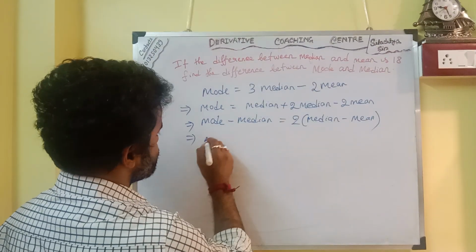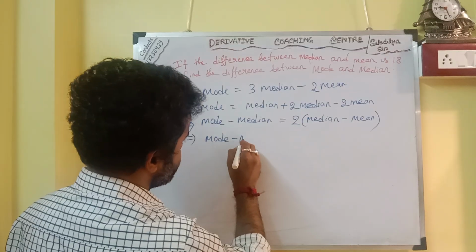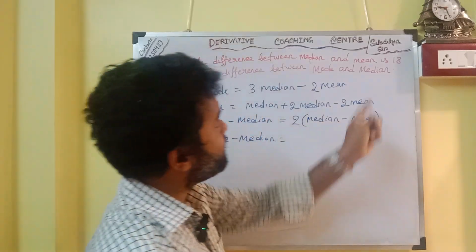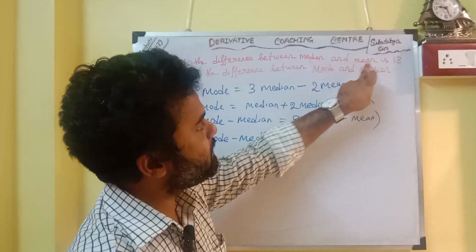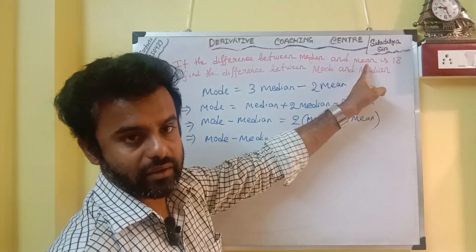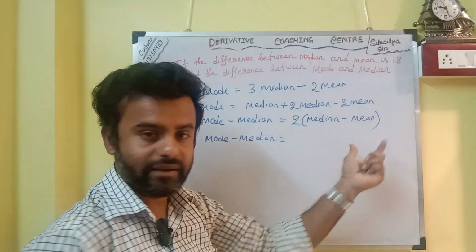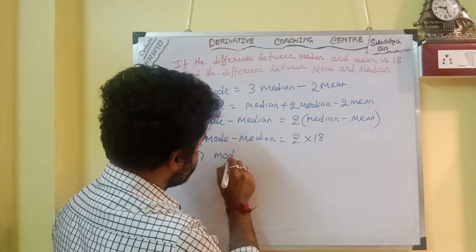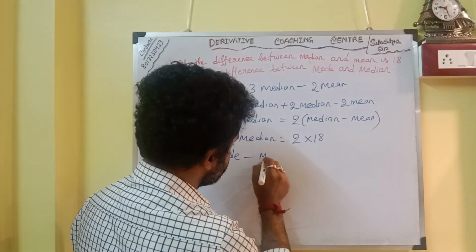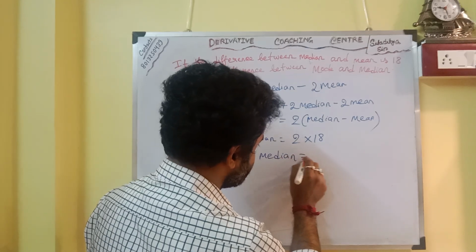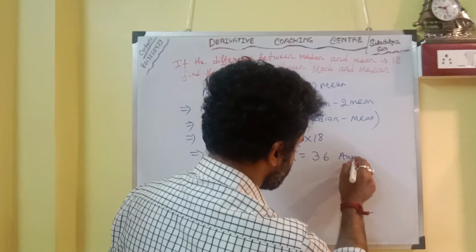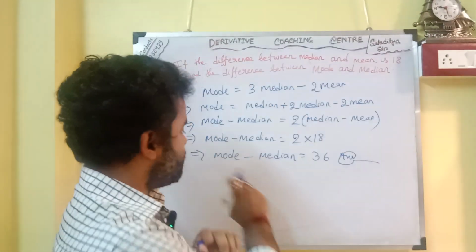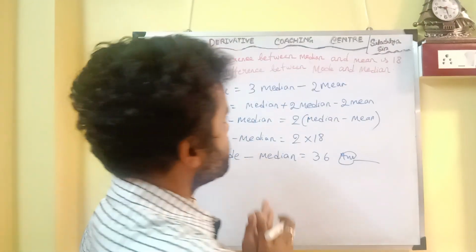So now mode minus median. The difference between the median and mean is given, that is median minus mean is 18. So median minus mean, that is 18. Put the value, that is 2 into 18. So now we get the difference between mode and median, that is 36. So the difference between mode and median means mode minus median, that is 36. This is the answer.